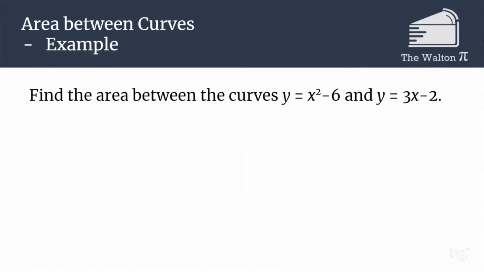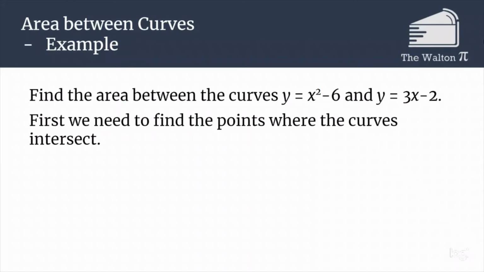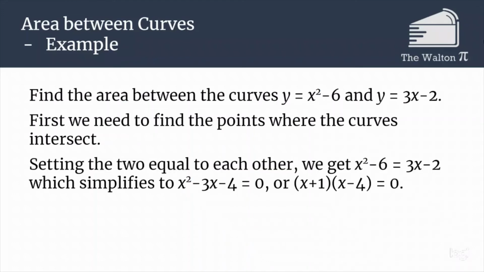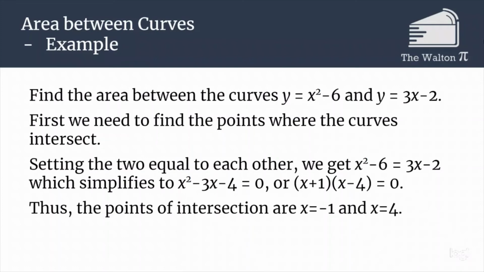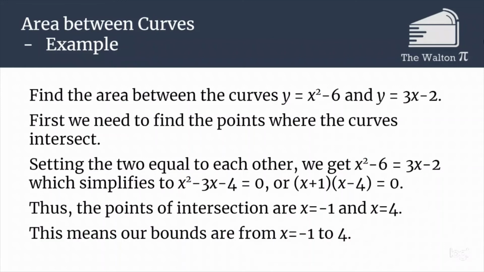Let's try and find the area between the curves y equals x squared minus 6 and y equals 3x minus 2. The first thing we need to do is find where the curves intersect, so we need to find our bounds of integration. If we set the two equal to each other, we get x squared minus 6 equals 3x minus 2. So that becomes x squared minus 3x minus 4 equals 0, which factors as (x plus 1)(x minus 4) equals 0. That means that x is either negative 1 or 4, and those are our points of intersection. So our bounds of integration will be from negative 1 to 4.